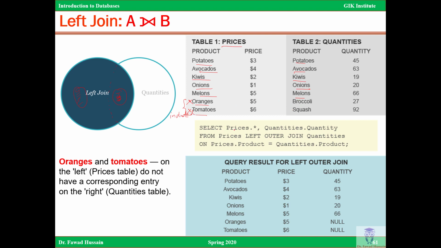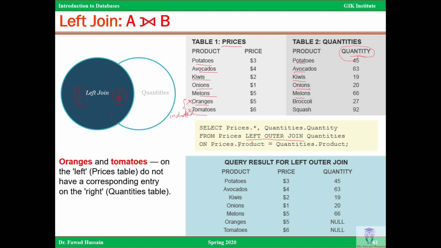So the query to do this is select prices dot asterisk. So I'm going to take all the attributes. Asterisk is all the attributes, and from which table? From the prices table. So all the attributes of the prices table, and the quantity from the quantities table. So this attribute here. So select prices dot asterisk, quantities dot quantity from prices left outer join quantities. So left outer join gives all the values in the left table and the common values.